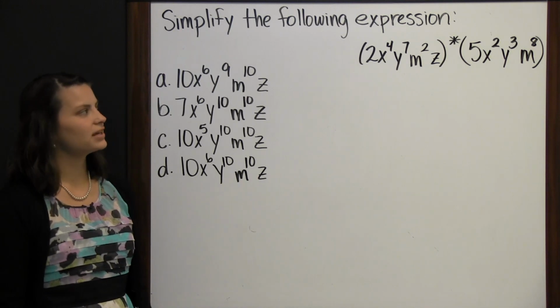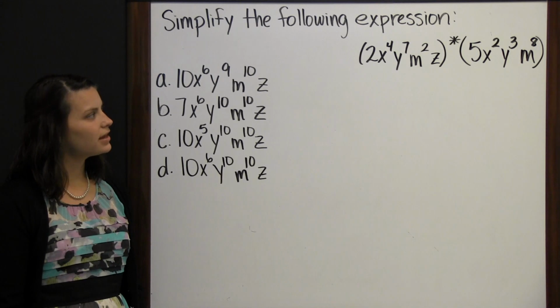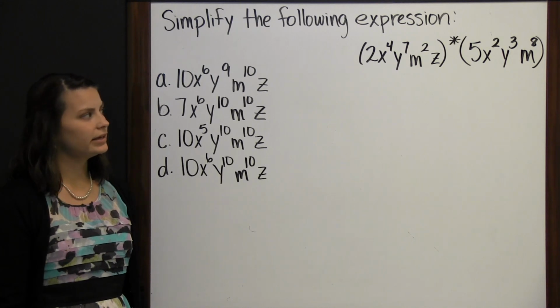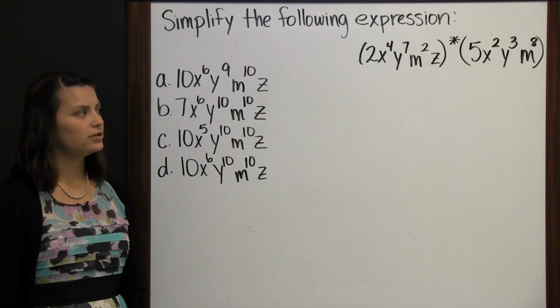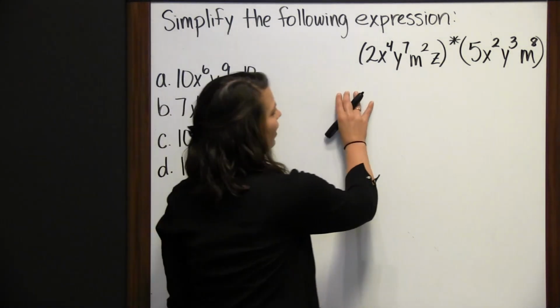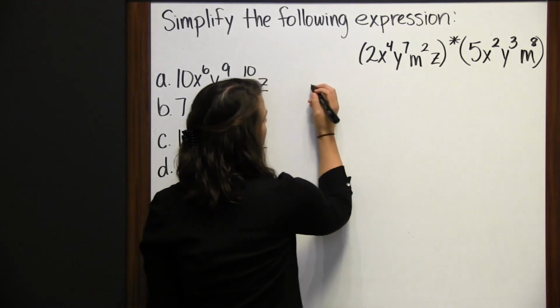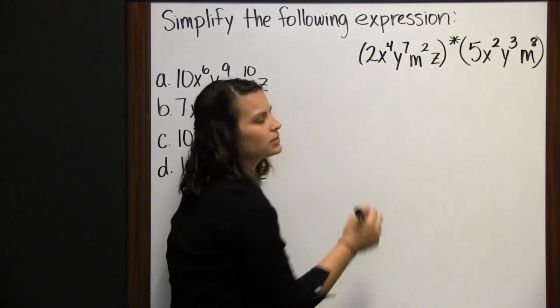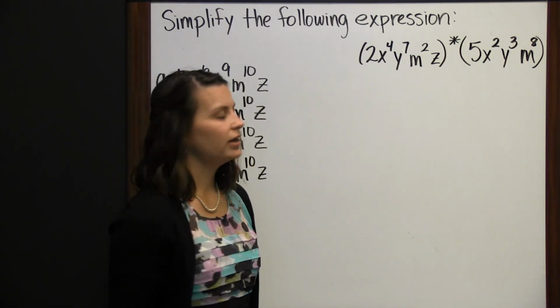Simplify the following expression. 2x to the 4th y to the 7th m squared z times 5x squared y cubed m to the 8th. I'm going to start by multiplying my like terms together. So I can rewrite this. It's multiplication, so you can multiply in any order you want.